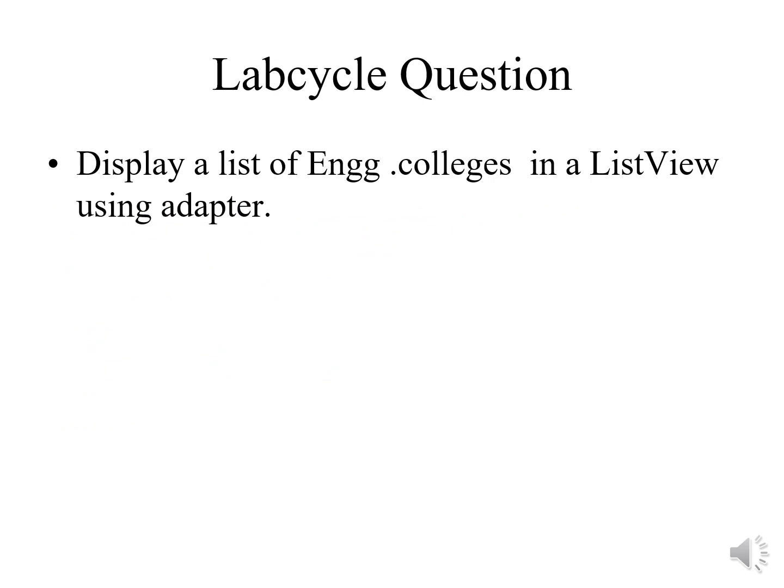You have to take this particular sample program as a model, and you have to do this program. You have to display a list of engineering colleges in the list view using an array adapter. Then display the selected engineering college in a text box. To try this question, you can use the program as the model.